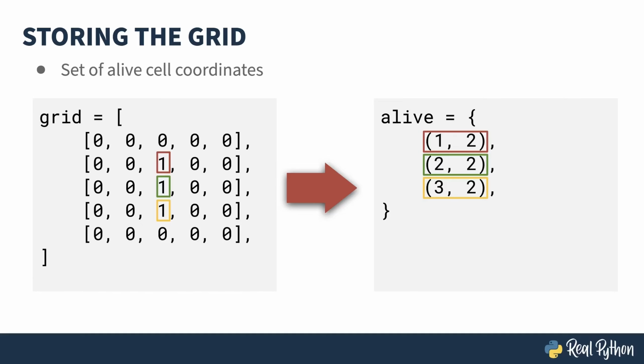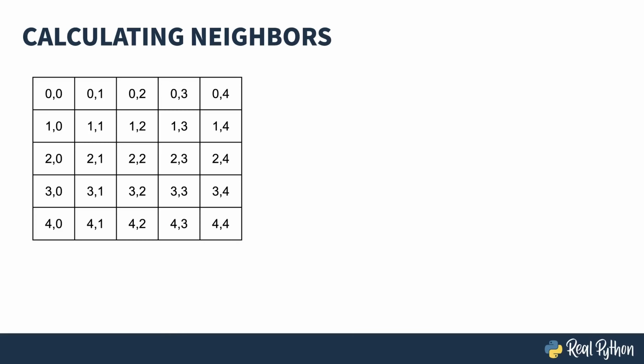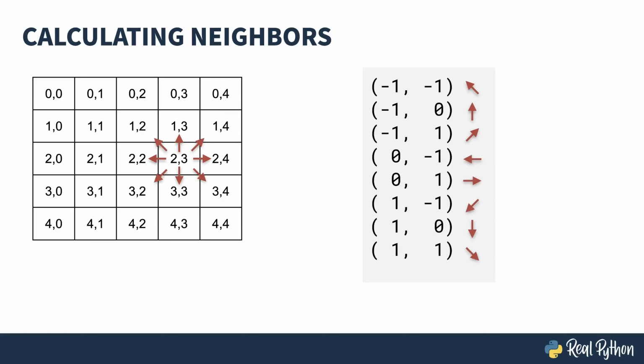What's that mean for figuring out the neighbors? Consider this grid with each cell labeled using a coordinate pair. To calculate the coordinates of the neighbor to the right of cell 2, 3, I add 1 to the column and nothing to the row. Applying that same logic, I can come up with a list of deltas to determine all the neighbors. To find all of a cell's neighbors, I add each of the 8 delta tuples in the column on the right to the cell's coordinates.